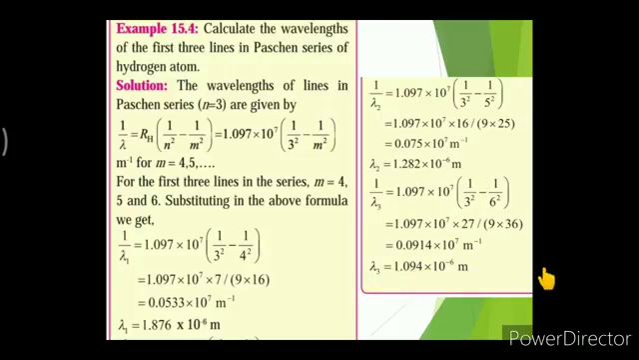So here we have calculated the values of wavelength of the first three lines in the Paschen series of hydrogen atom. The wavelength of the first line in the Paschen series we are getting as 1.876 into 10 raised to minus 6 meter. The wavelength of the second line, lambda 2, is equal to 1.282 into 10 raised to minus 6 meter, and the wavelength of the third line in the Paschen series, lambda 3, is 1.094 into 10 raised to minus 6 meter.